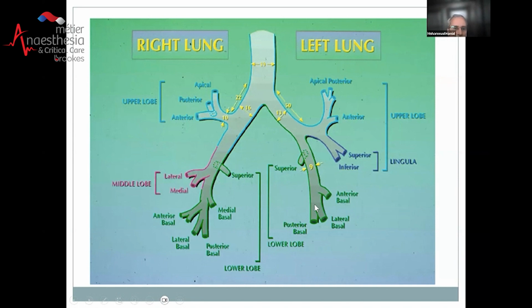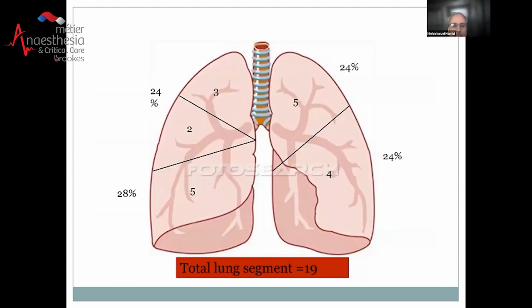So we already know that the right has 3 lobes, while the left side has 2 lobes. And apart from lobes, there are segments as well. There are certain surgeries where they remove only segments rather than lobes. So there are 19 segments. The right has 10 segments, and the left lung has 9 segments. So the right lung is about 10% larger than the left lung.